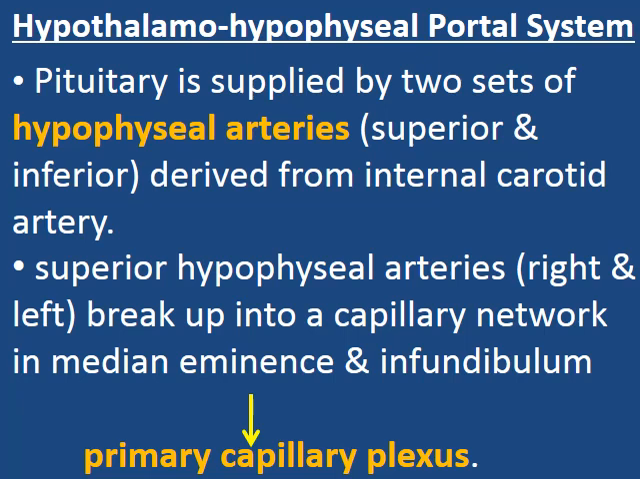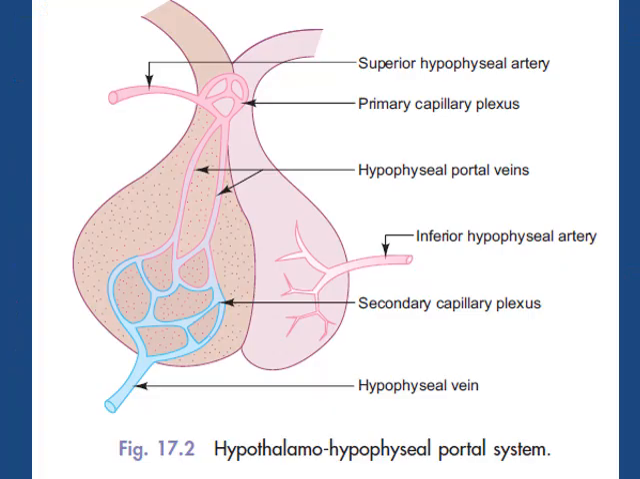Coming to the hypothalamo-hypophyseal portal system. The pituitary is supplied by two sets of hypophyseal arteries, that is the superior and inferior hypophyseal arteries, and these are branches of the internal carotid artery. The superior hypophyseal artery breaks up into a capillary network in the median eminence and infundibulum and forms the primary capillary plexus. In the picture, you can see the superior hypophyseal artery forming the primary capillary plexus.